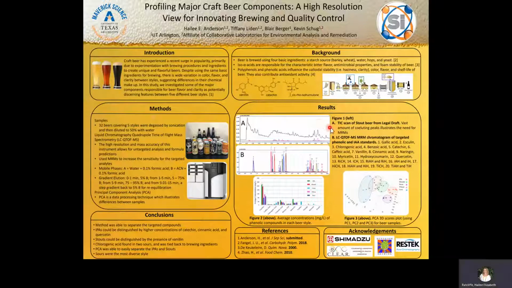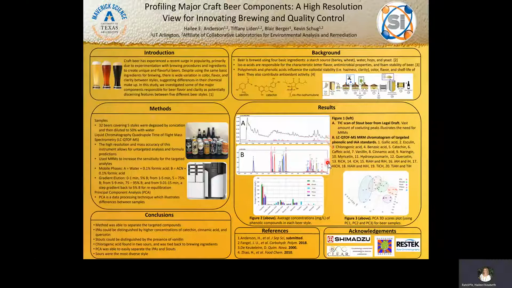The resulting chromatograms from our beers looked like this, figure 1A. This is a scan of a stout beer, and you can see that it is very messy. Beer is a complex matrix that contains a lot of compounds, which causes a scan to have many co-eluting peaks. So in order to look at our targeted compounds, we use multiple reaction monitoring, or MRMs, which are these small peaks beneath it. Using MRMs increases the sensitivity for your targeted analytes and reduces the interferences from your sample.